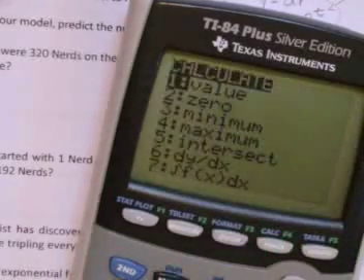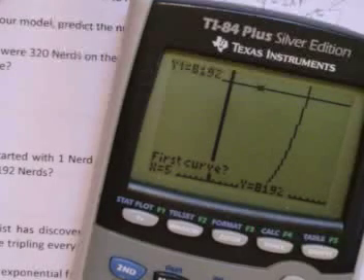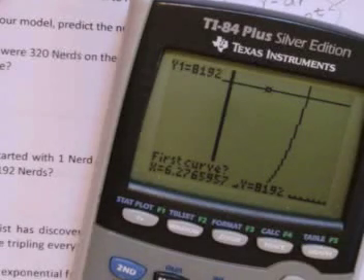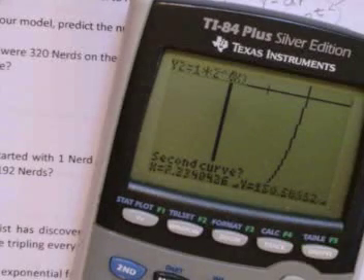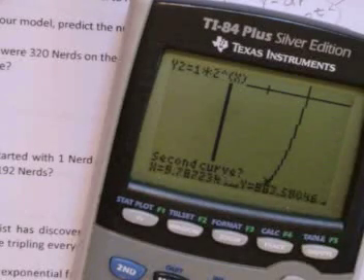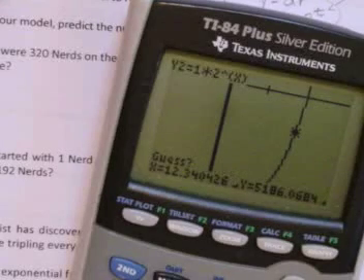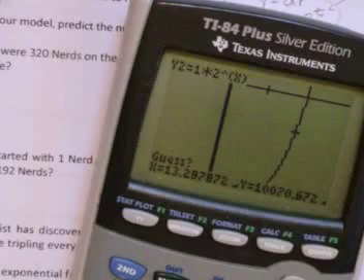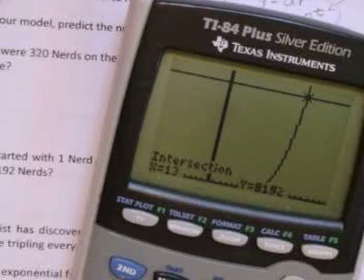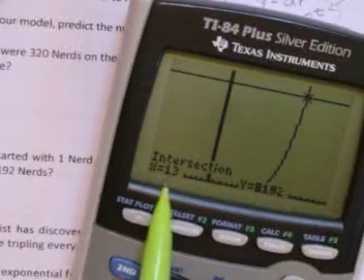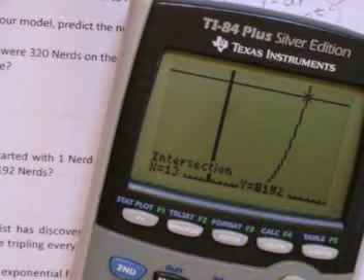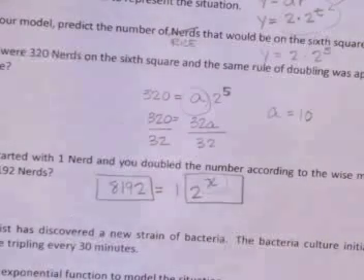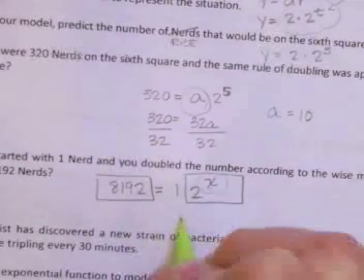So I use second calc, and I want to choose option 5. This is one of the functions I would like to see the intersection of. So I hit enter. And then my exponential curve is the other function that I would like to see the intersection of. So I hit enter again. And when it says guess, I just place my cursor as close as I can to the intersection and hit enter. And I find that x is 13 when y is 8,192.